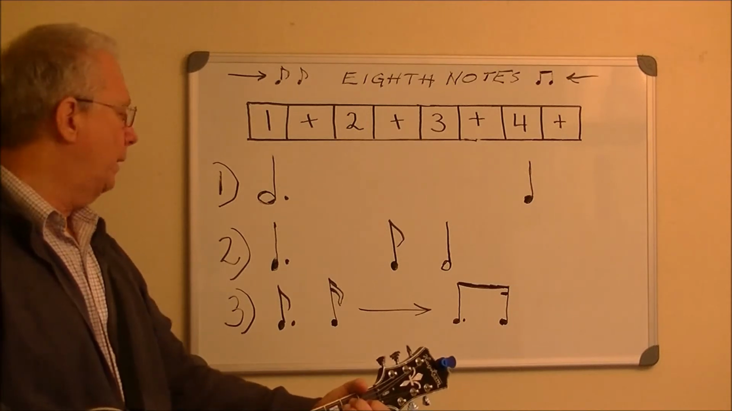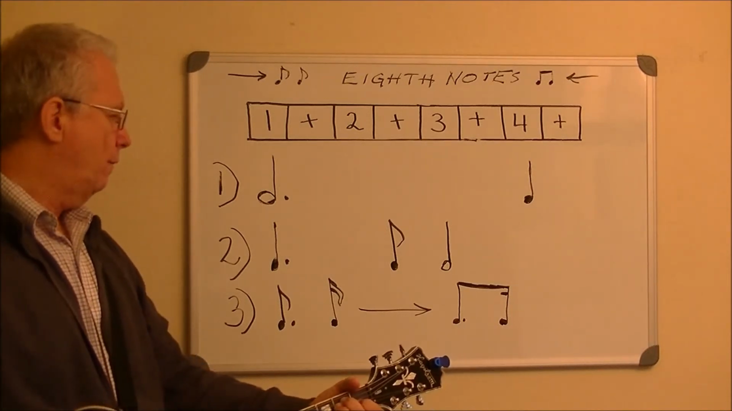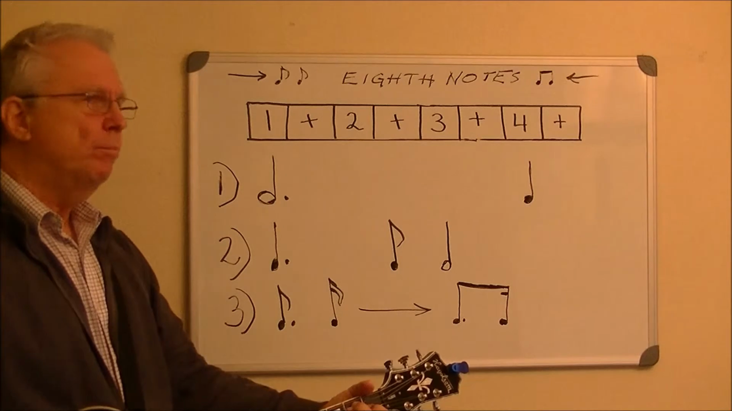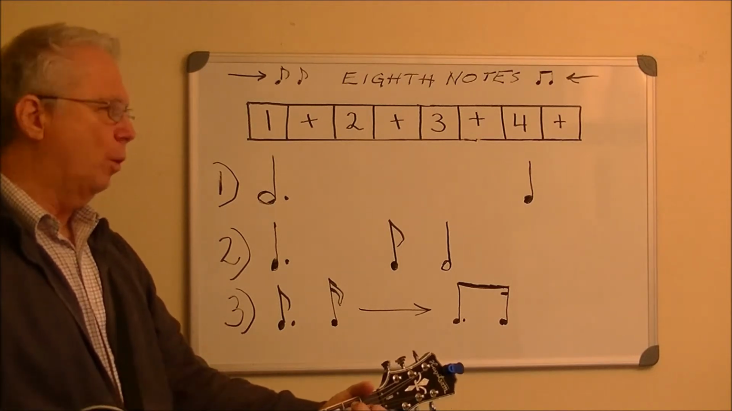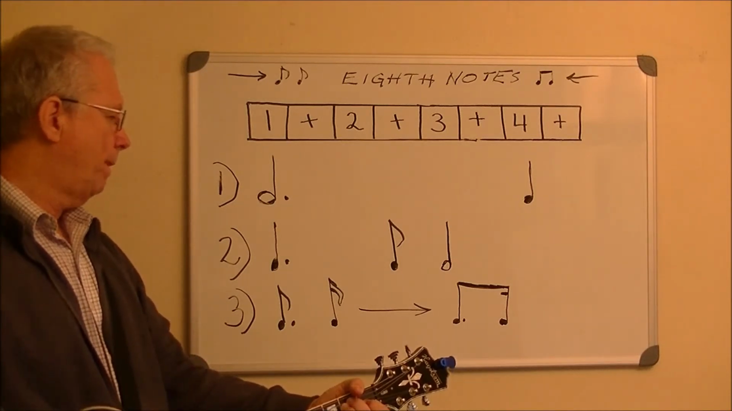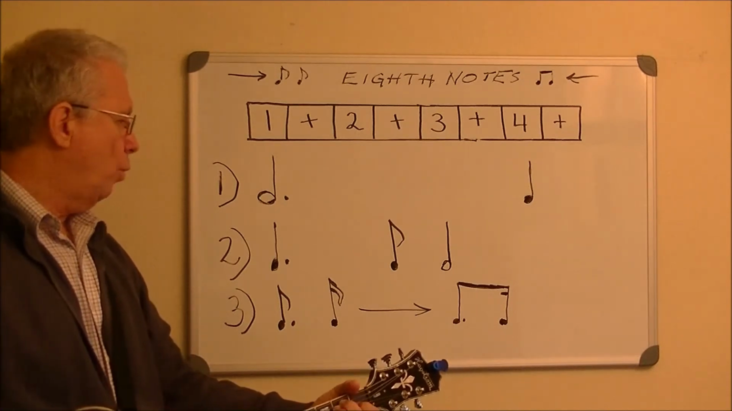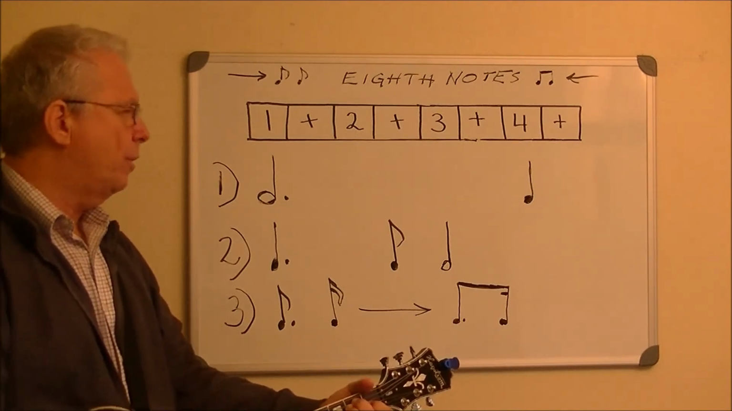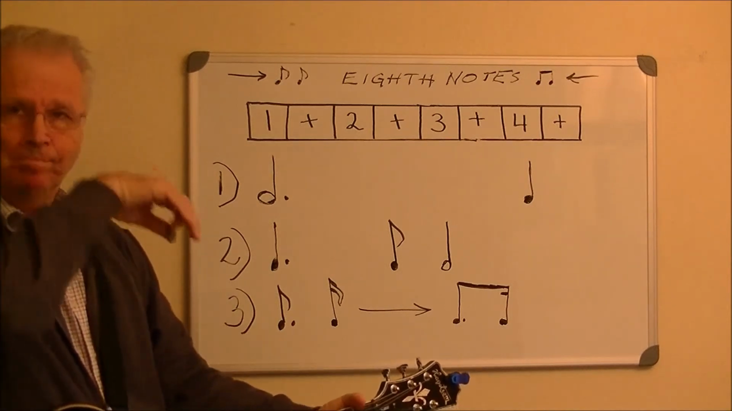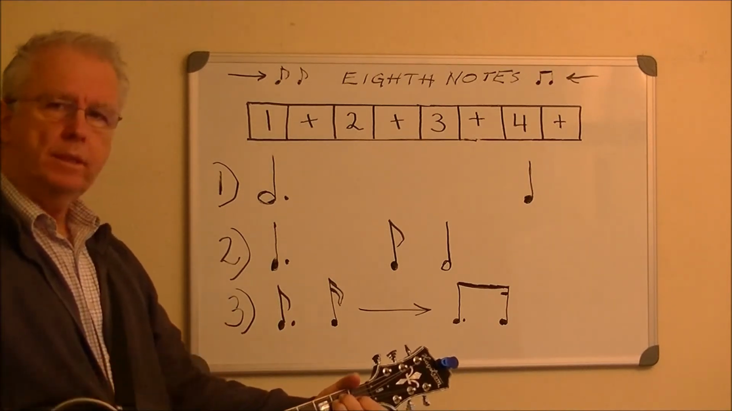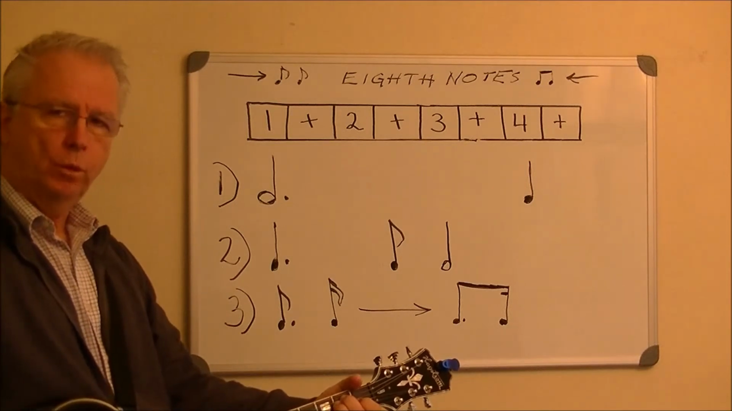Number 2. 1, 2, 3, 4. 1, and 3, 4. And now with the skip called out. 1 skip and 3, 4. 1 skip and 3, 4.